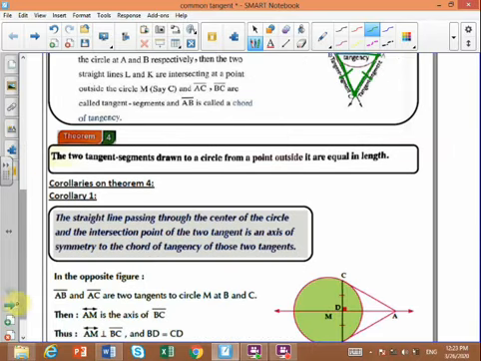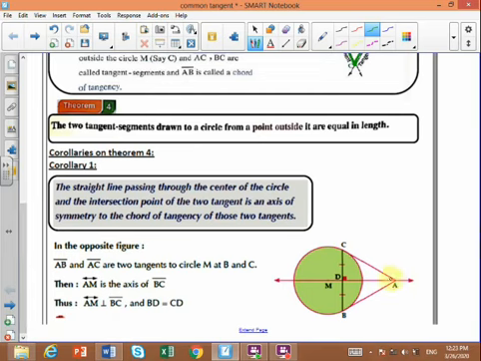The first one says that we have just said that AC equals AB because they are the 2 tangent segments drawn to a circle from a point outside it. The straight line passing through the center of the circle, this is the center, and the intersection point of the 2 tangent segments, what is it? This line is an axis of symmetry of the chord of tangency. This is the chord of tangency, and these are the 2 tangent segments.